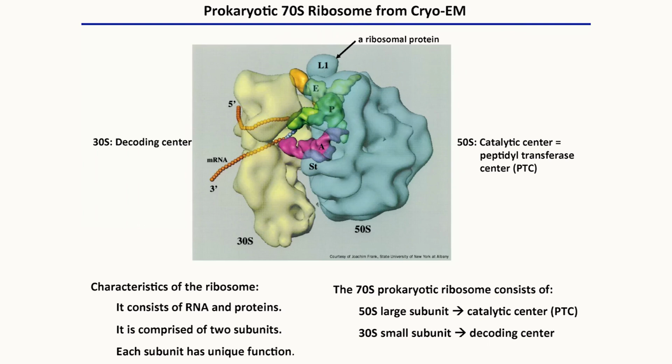Just as a sense of complexity, in E. coli, the 50S subunit has over 30 proteins associated with it. That's a lot, 30 different proteins. And the 30S has 21 ribosomal proteins associated with it. So we need to think about the proteins in addition to the RNA.